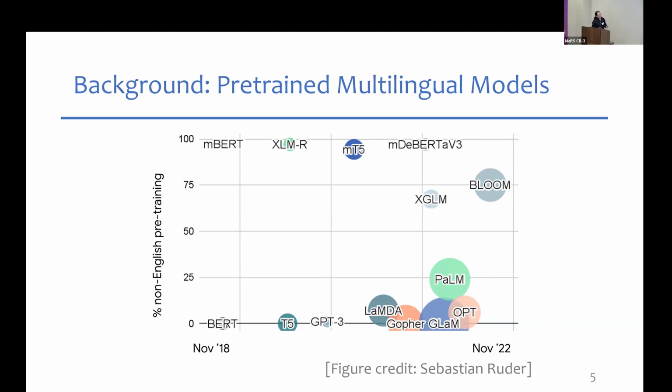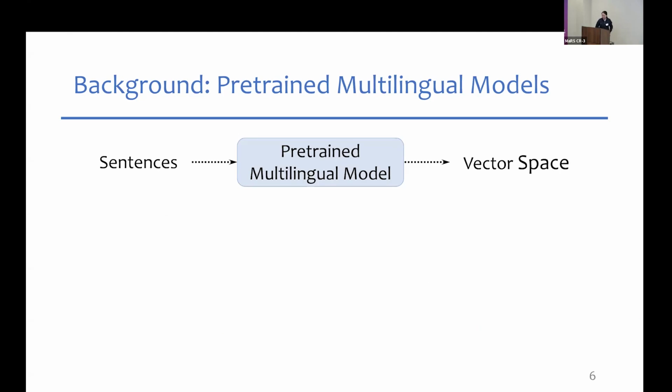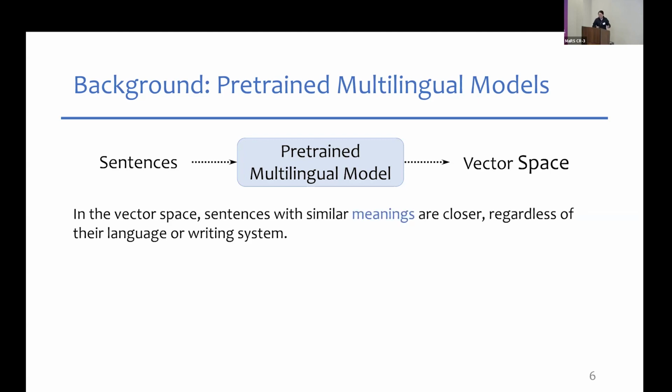But anyway, let's just assume we have fairly performing multilingual language models, and they have some very exciting abilities already, although they are not perfect. One exciting ability is we can encode sentences with these pre-trained language models into a semantic vector space. In this vector space, sentences with similar meanings are closer, whereas sentences with very different meanings are far away from each other, regardless of their language or writing system.